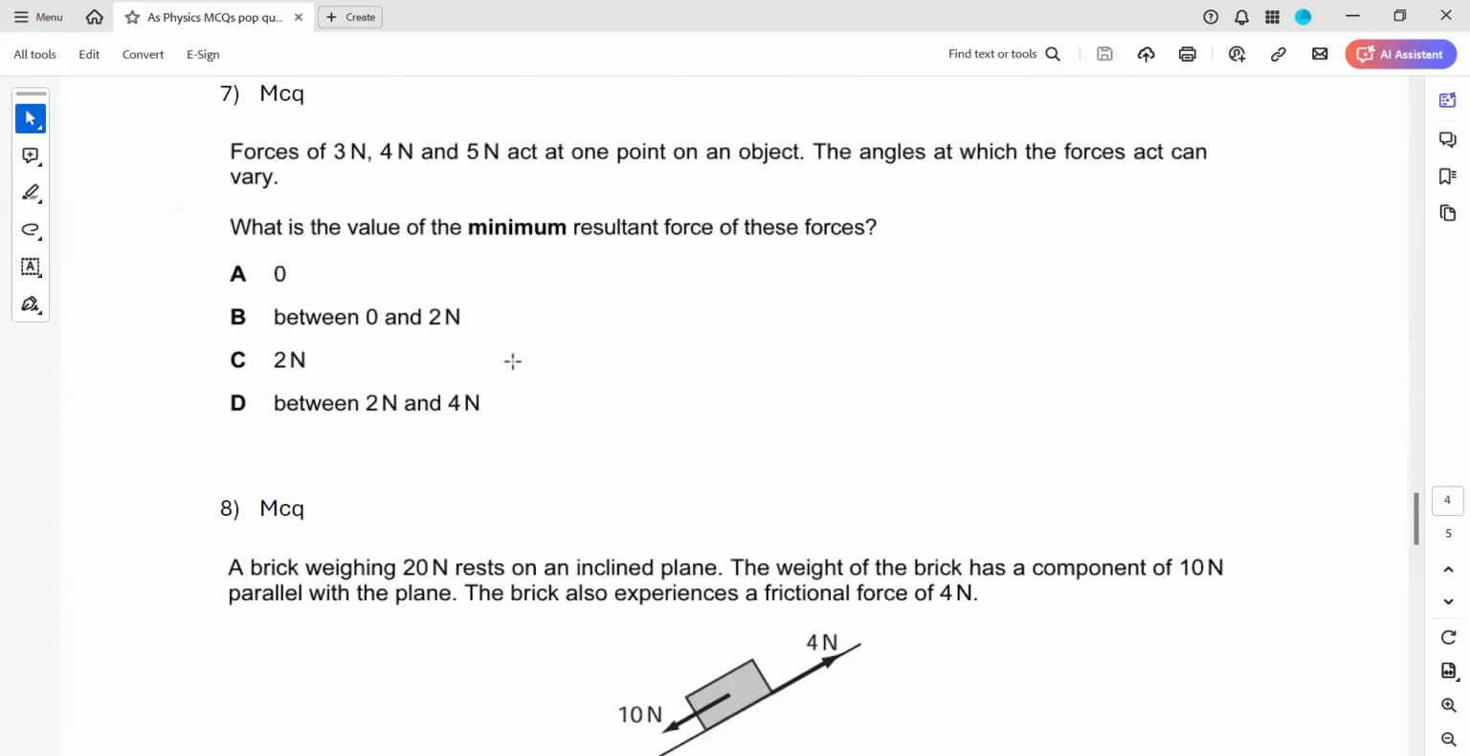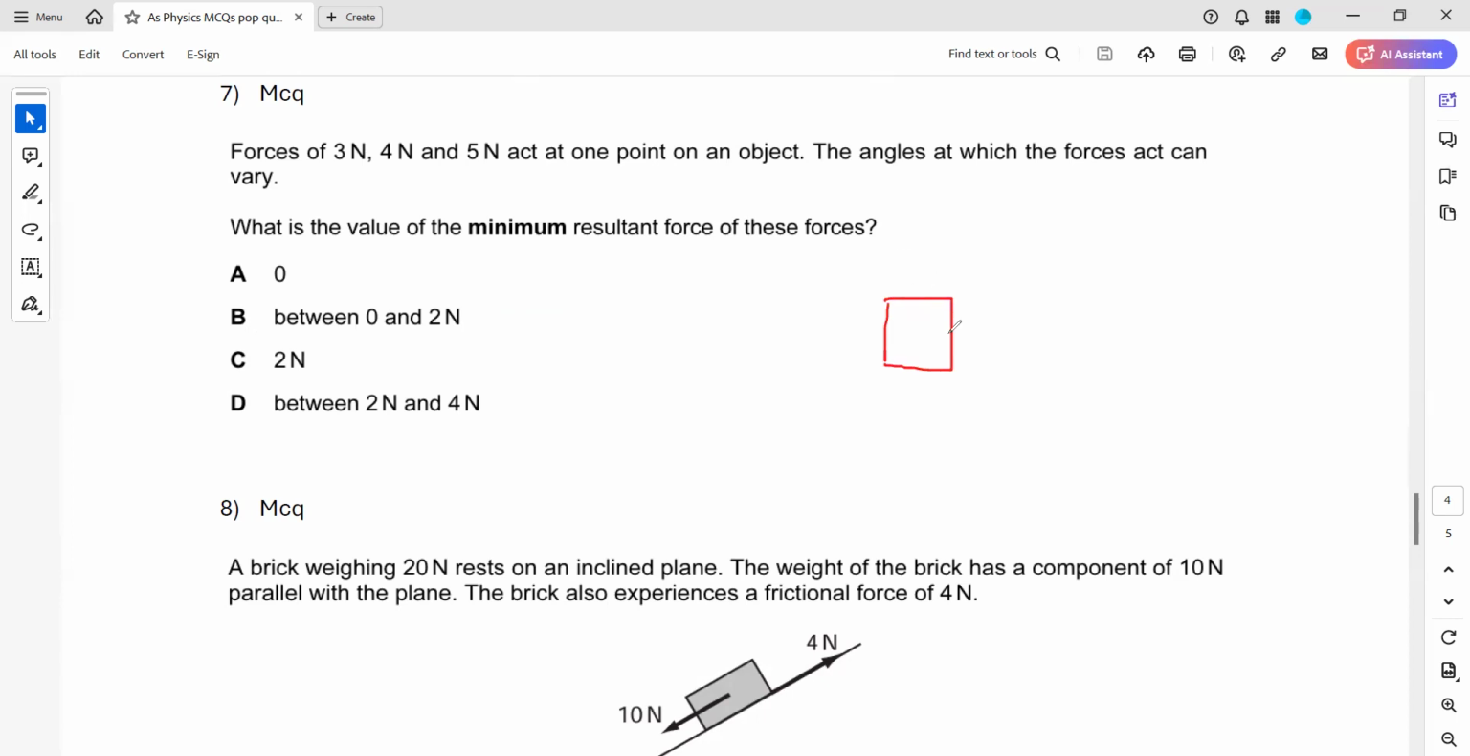Question 6. Next, question 7. Forces of 3 Newton, 5 Newton, 4 Newton and 5 Newton act on an object. The angle at which the forces act can vary. What is the minimum resultant force? Look, we want to minimize the resultant force. Example.